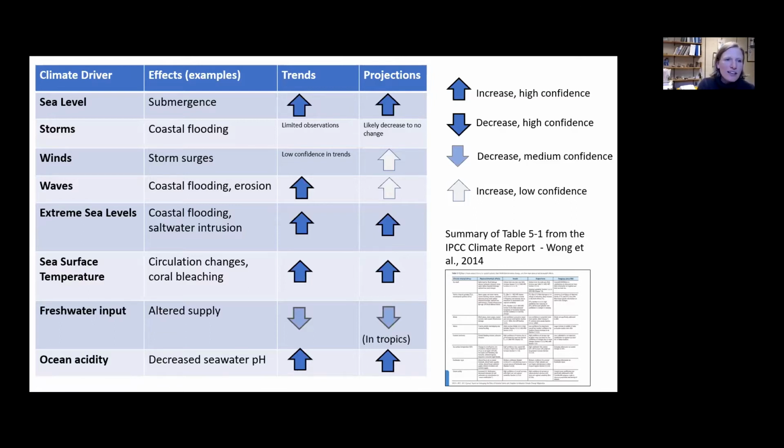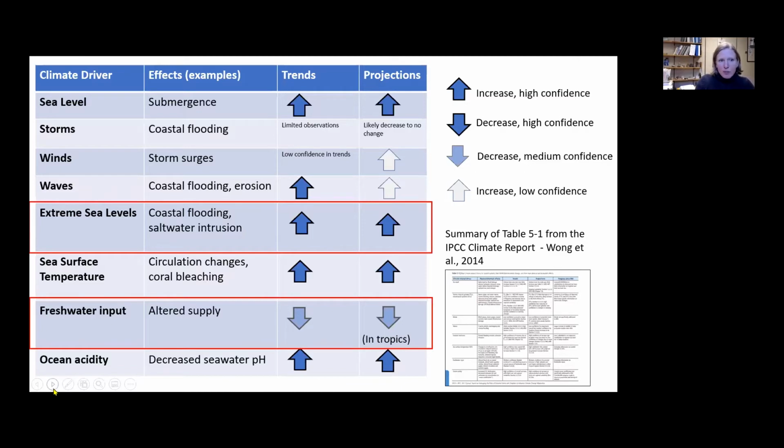And then finally, ocean acidity is another driver that can result in decreased pH for the ocean. And we've got high confidence that it's on its way up and that it will go up in the future. So that was a long table, but all these things contribute to fresh water being altered for any place in particular in the tropics. So I like to point to extreme sea levels as kind of a thing to hang our hat on for today, and freshwater input, for both of these things potentially changing. This really matters for Christmas Island, especially in coral atolls. So I'm going to explain some of the geology and hydrogeology behind why this matters.